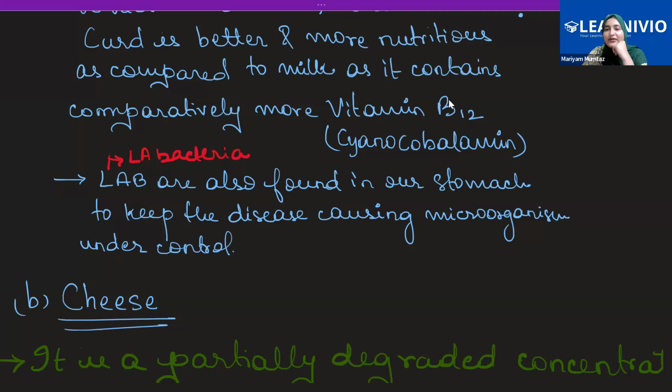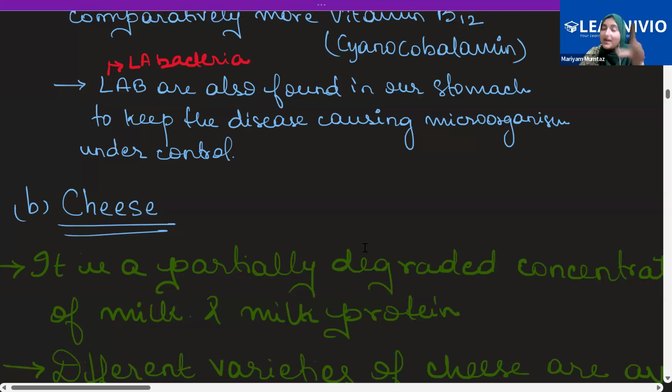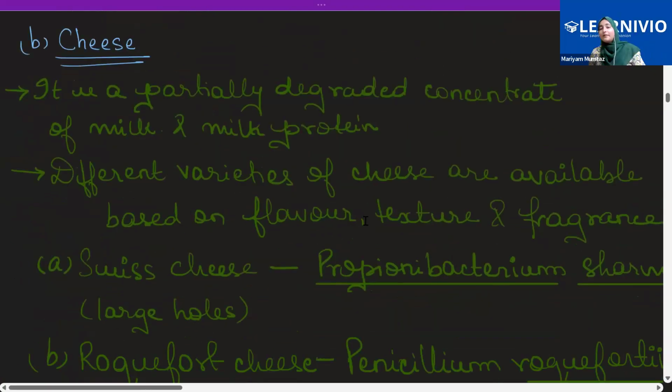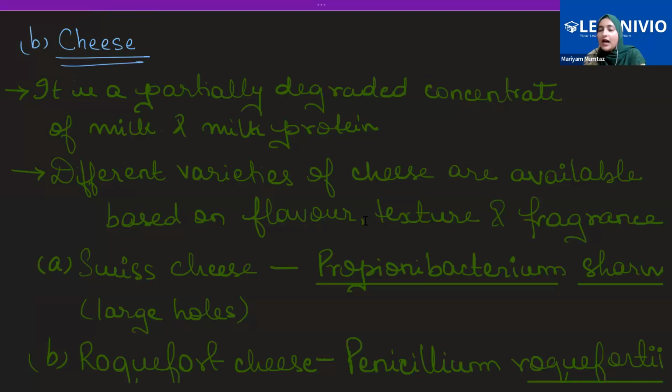Now, moving forward, talking about cheese, that is also a product of microorganisms, different microorganisms. So again, cheese is also a partially degraded concentrate of milk and milk protein. Now, how many cheese varieties do you people know? Or have you had?